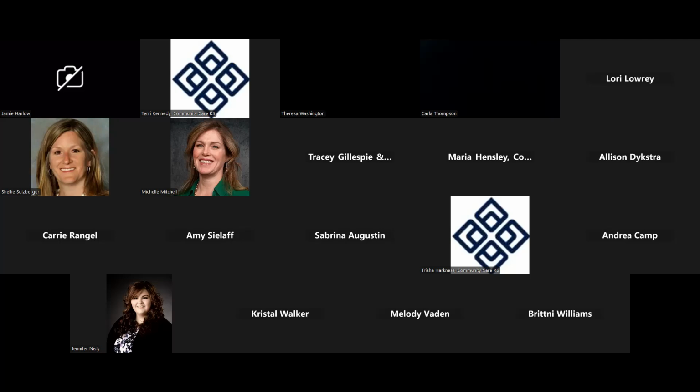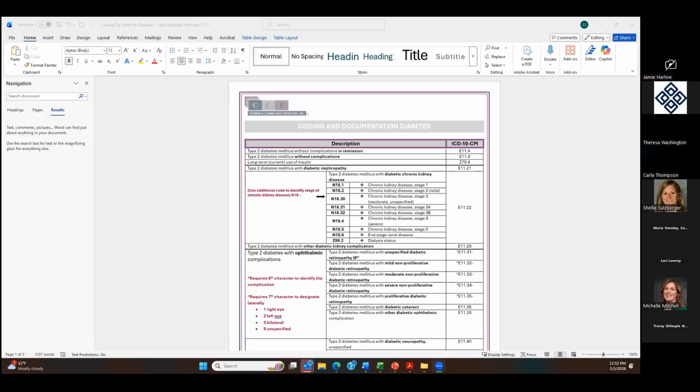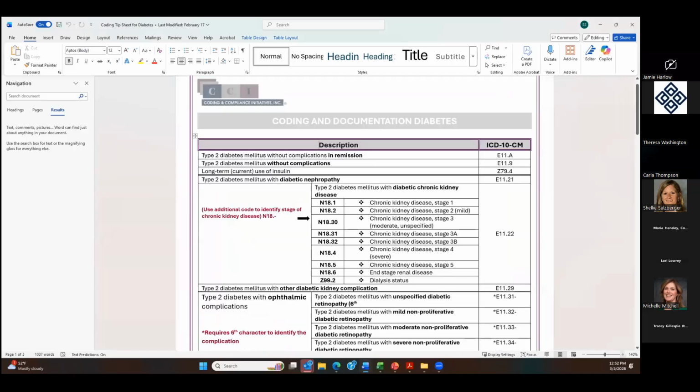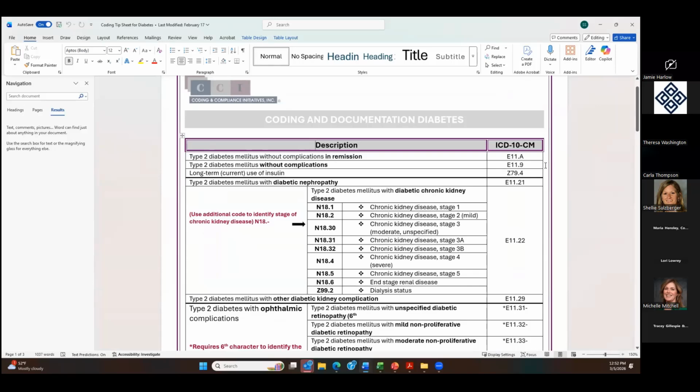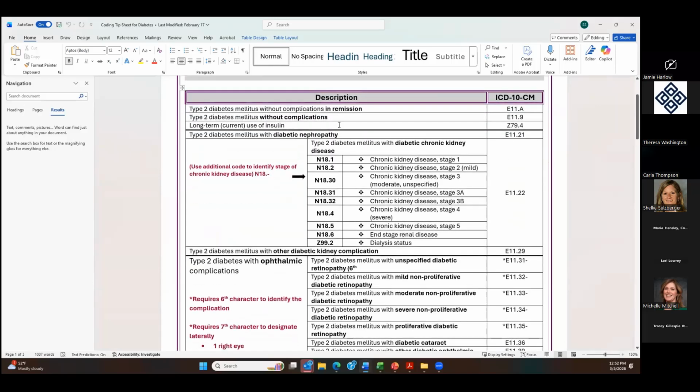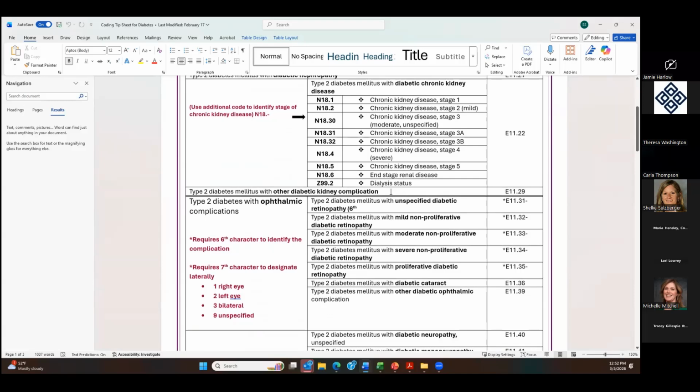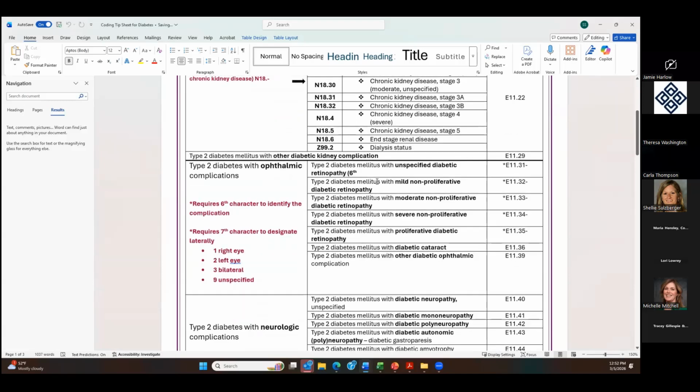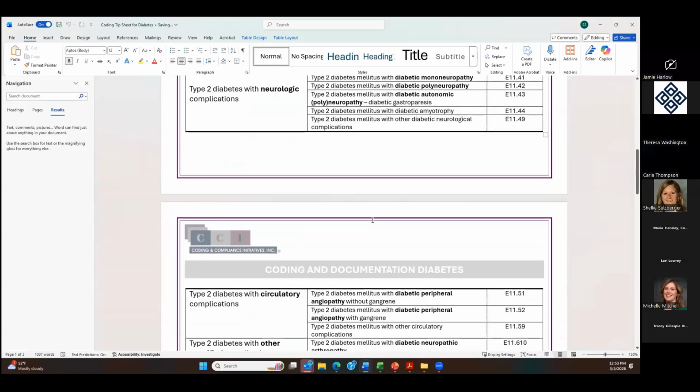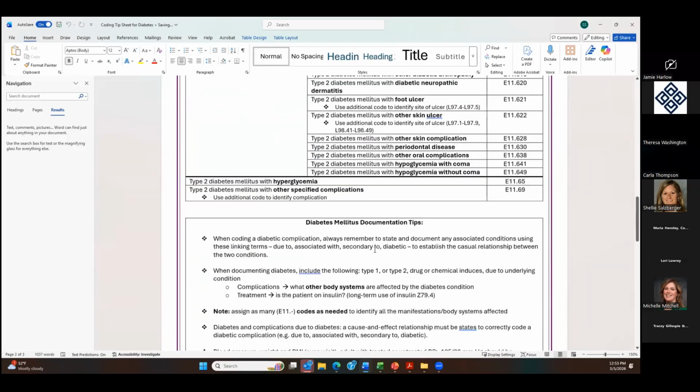Okay, so while you're waiting, let me show you what the diabetes tip sheet will look like. Let me blow it up. So the tip sheet will give you the description, the ICD-10 codes. It will also show you the complications. So for example, if your patient has nephropathy, here are the codes that we would use for the chronic kidney disease. If they have ophthalmology complications, here are the diagnosis, description, and codes with the seventh character, whether it's right eye, left eye, bilateral, neurological, etc. So it has all of the different complications for your provider.